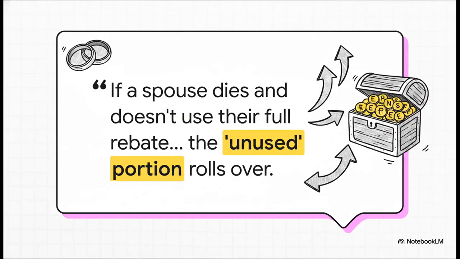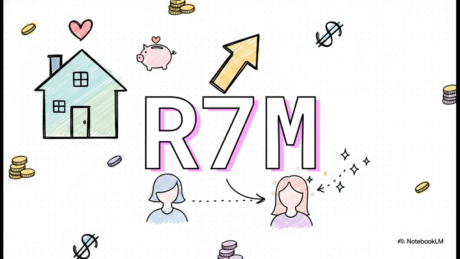But wait, it gets even better for married couples because of this incredible feature called portability. Think about it. If the first spouse passes away and leaves everything to the survivor, they don't actually use any of their own R3.5 million rebate, right? Because of that spousal exemption we just talked about. Well, that entire unused rebate can actually roll over to the second spouse. So what does that mean? It means that when the surviving spouse eventually passes away, their estate could have a massive 7 million Rand rebate. That's their own R3.5 million plus the R3.5 million rolled over from their partner. That is a hugely significant planning tool.